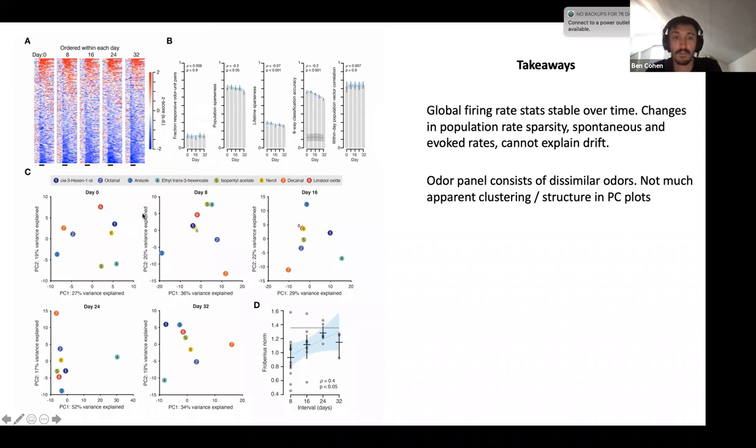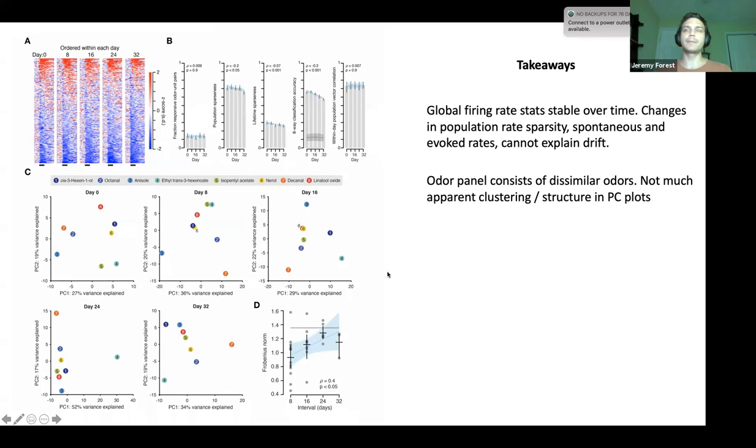These principal component plots are just every day that they administer odors, they calculate principal components, and then they plot the odor on the first two PCs. The point that they're trying to make is that there's not really any obvious clustering. Oh, and one other thing I should mention is they did choose these odors to be as different as possible. So they were trying to get a very diverse array of odors.